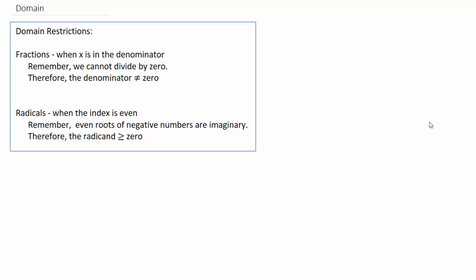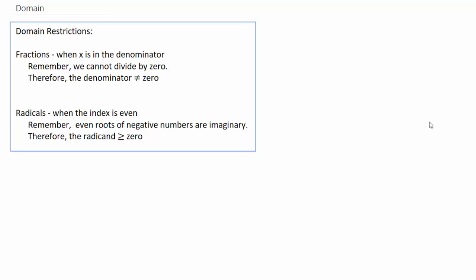Domain. The first thing we want to talk about are the two domain restrictions we know about to this point. The first is fractions. When we have a fraction where x is in the denominator, remember we cannot divide by 0, and it's possible that we could use values of x that may make the denominator 0. So we have to make sure that our denominator does not equal 0, and if anything does make the denominator equal 0, we disallow those values.